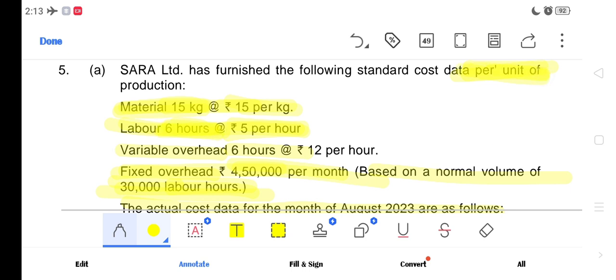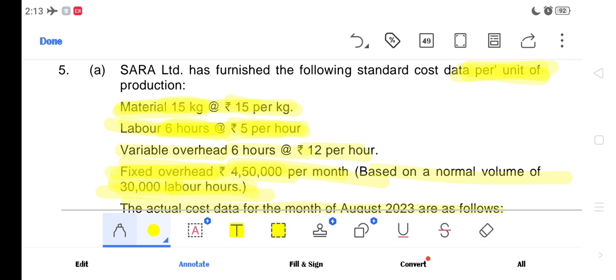Per hour how much? Don't say per hour it's 12 rupees, or 5 rupees. I'm not asking about variable or labor, I'm asking about fixed overhead. In fixed overhead, what is the labor hour rate? 4,50,000 divided by 30,000, you get 15 rupees per hour. So 15 rupees per hour in fixed overhead.